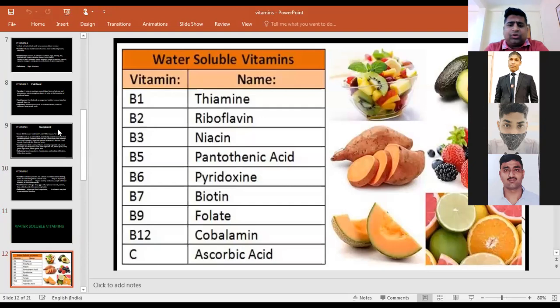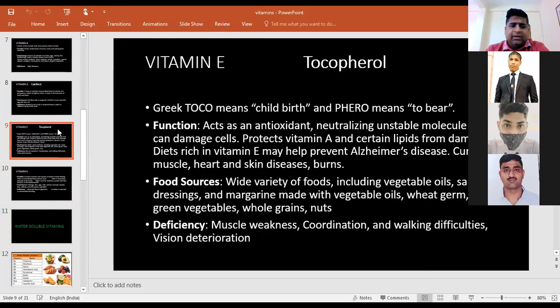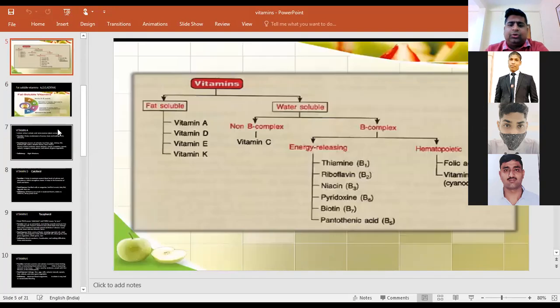So see the names of the water soluble vitamins. They are again divided into two parts. One is non-B complex and another is B complex. B complex is vitamin B and non-B complex is vitamin C. Can anybody tell me what is the another name for vitamin C? Okay, it's ascorbic acid.